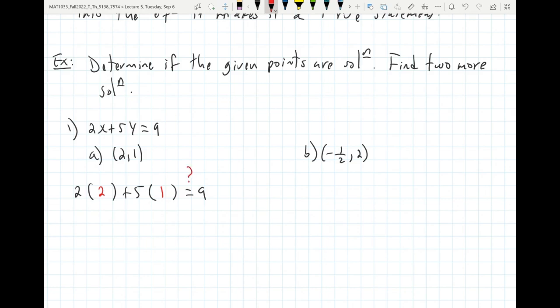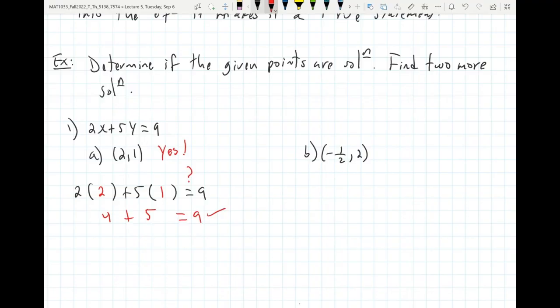And remember, our job is to see if the left equals the right hand side. All right, let's see. If we evaluate this, what do we get? 2 times 2, that's 4. 5 times 1, that's 5. So is 4 plus 5 equal to 9? Yes, it is. So we're good. This guy is a solution to the equation. Do you understand this?